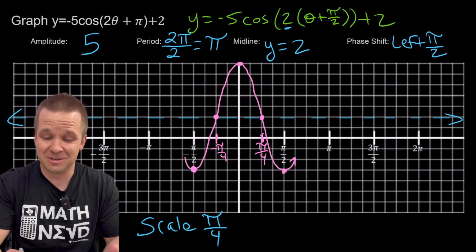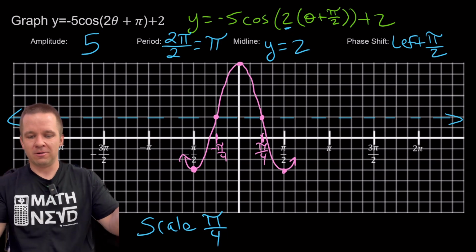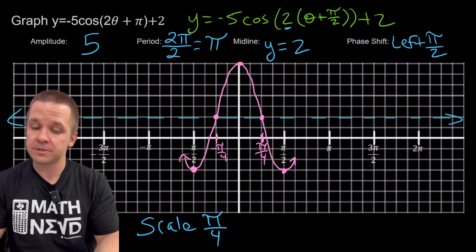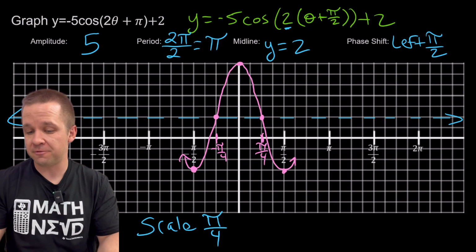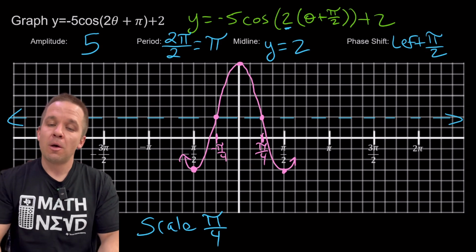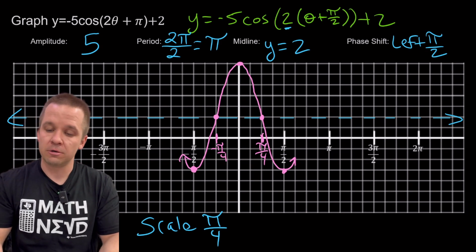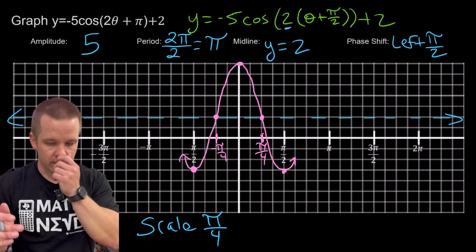I really have to concentrate. There we go. Boom. We have ourselves a cosine function of y equals -5 cosine of 2 times, in parentheses, theta plus pi over 2, close, plus 2. Boom, there we go, awesome.